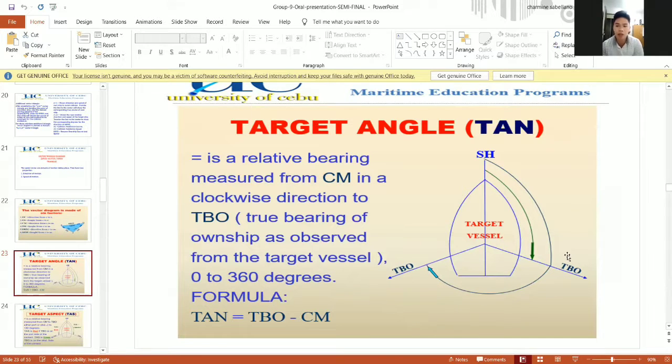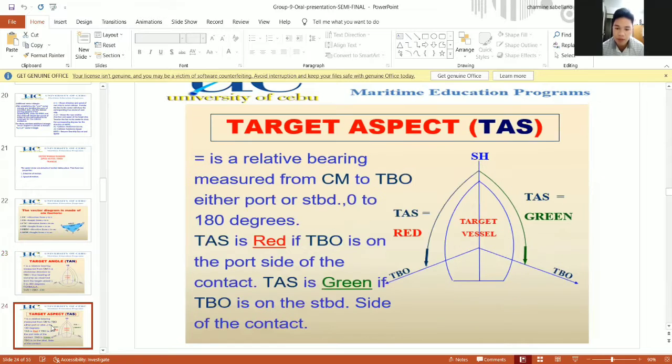Target angle, or TAN, is a relative bearing measured from CM in a clockwise direction to TBO, or true bearing of own ship as observed from the target vessel, 0 to 360 degrees. Formula: TAN equals TBO minus CM. Next slide, please.